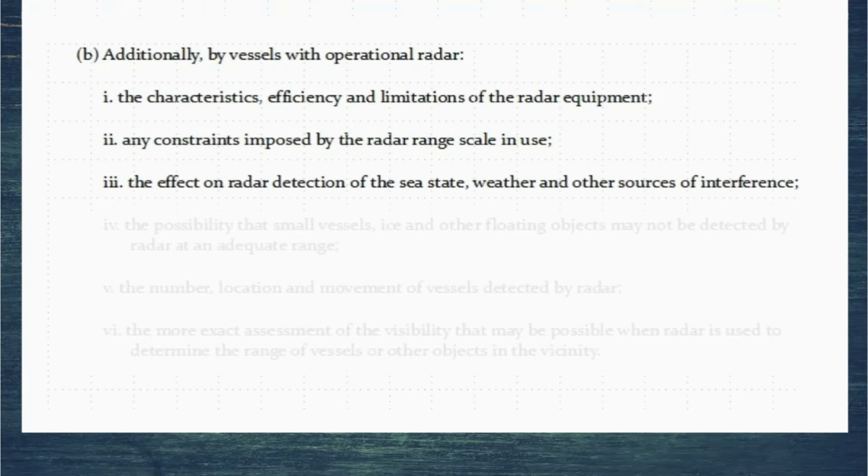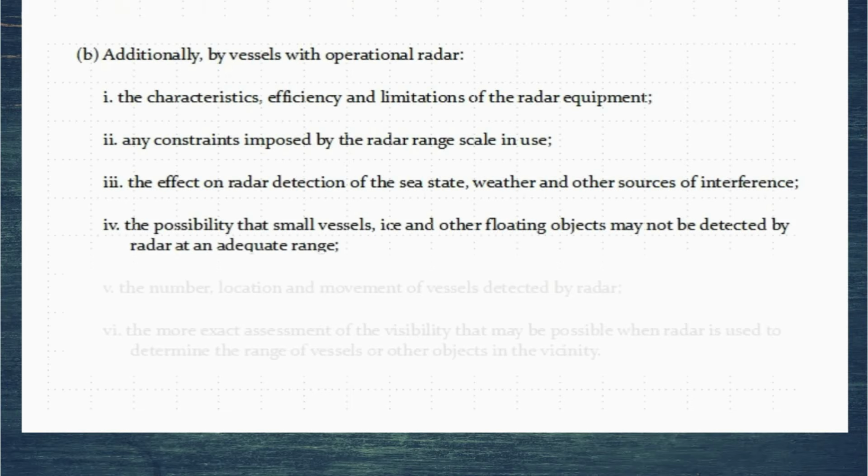The effect on radar detection of sea state, weather, and other sources of interference. So these are things that are going to clutter up the screen and obscure other vessels and make it harder to detect other people. Possibility that small vessels, ice, and other floating objects may not be detected by radar at an adequate range. This isn't something you can control, this is more just reminding you, yes, you've got a radar, but not everything is going to show up on it.